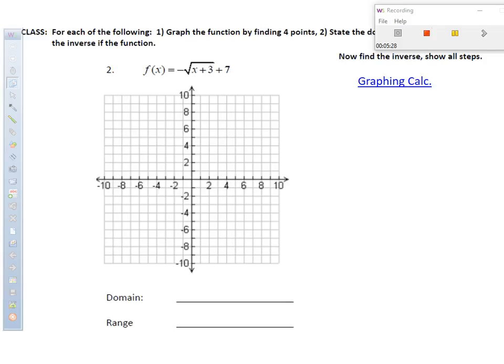Here's my number 2. Same thing. Let's list the translation first. Don't worry about this negative out front. That just tells me my graph's going to open downwards. But this is going to be shifted 3 units to the left and then up 7. So my top number is negative 3, negative 7, or negative 3, 7.